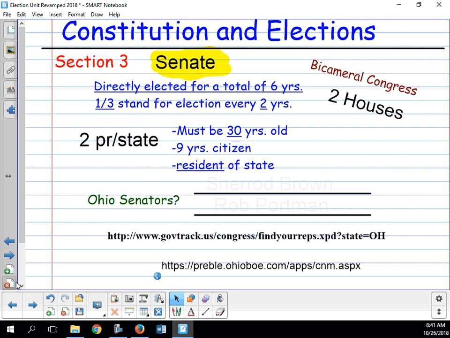So there are 2 per state. We've already established that. They have to be 30 years old. So the qualification is a little bit higher. The expectation is a little more in the Senate. Okay? Must be 9 years a citizen. And again, they have to be resident of the state.